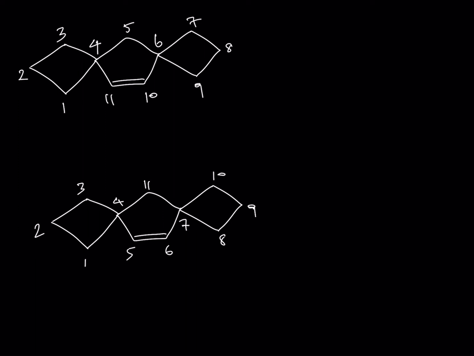So which one is correct? As I mentioned before, here the position of the Spiro centers are at 4 and 6, whereas here the position of the Spiro centers are at 4 and 7. Which gives low numbers? Obviously this gives low numbers. So therefore this is the correct way of numbering. If we number it the other way around, then this is a wrong way of numbering. So the correct IUPAC name for this molecule is Dispiro.